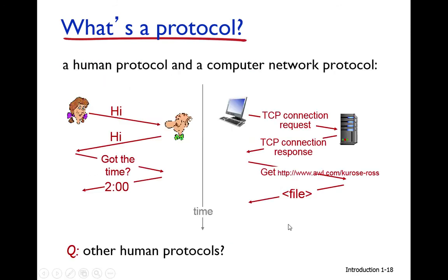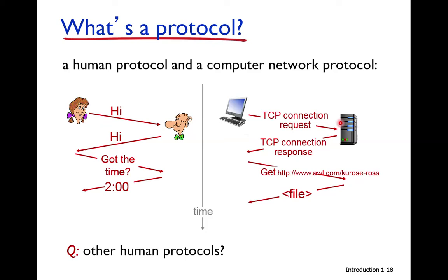Here you can see that when this desktop machine wants to establish a connection, it has to send the TCP connection request message. This is the action. When this message is sent by the desktop, the desktop is now waiting for the response. It will be defined in the protocol.